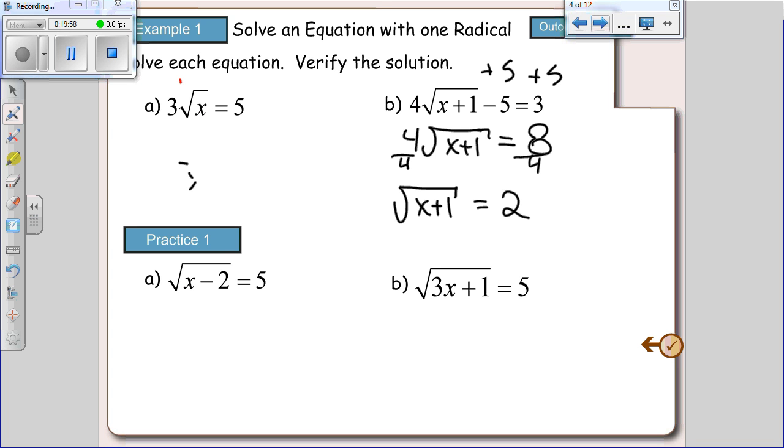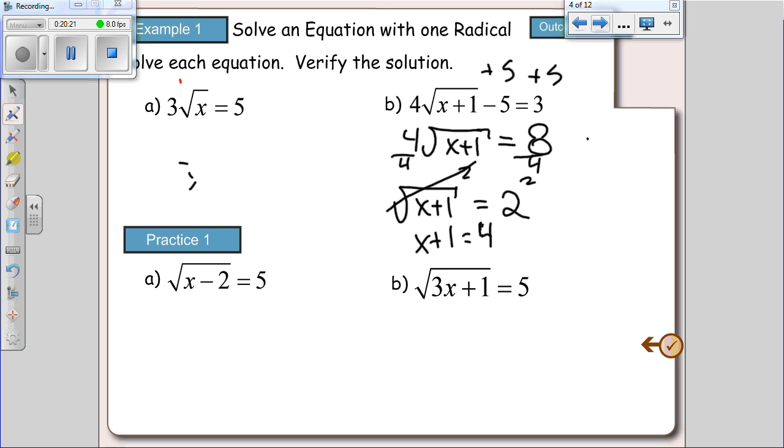Now what do we have to do? We have the square root of x plus 1 is equal to 2. Square both sides. And we have x plus 1 is equal to 4. Minus 1 from both sides. X is equal to 3.